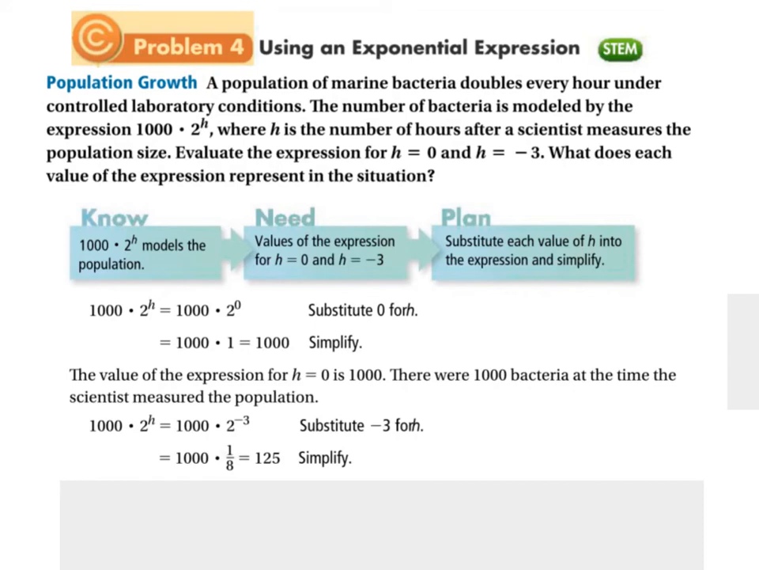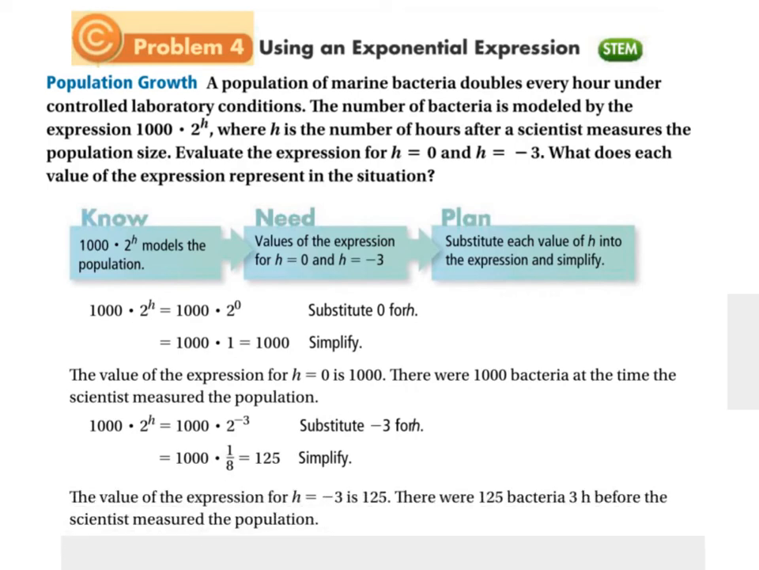And what is 1/8 of 1,000? It is 125. What does this mean for us? It means the value of the expression for h equals -3 is 125. There were 125 bacteria 3 hours before the scientists measured the population. Okay, we have a got it problem for this, and it is on the next slide, and that'll be the last thing we're going to do for this lesson.